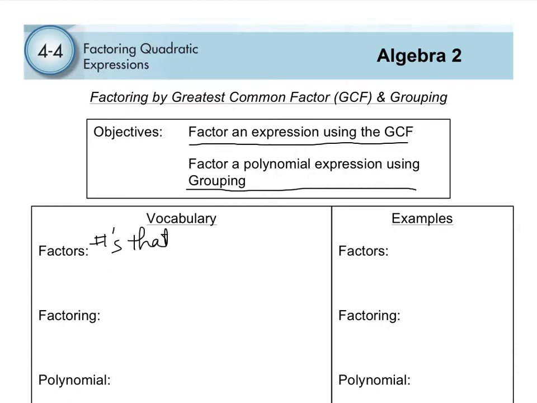numbers that multiply to become a number. So these are numbers that multiply to become a number.